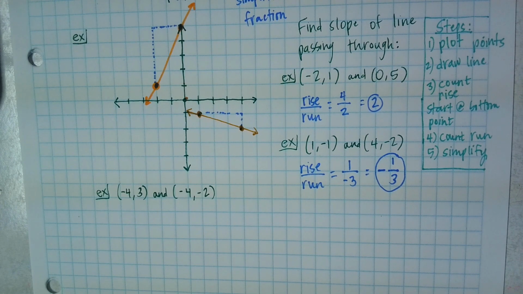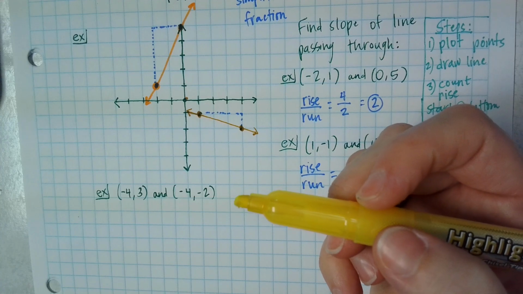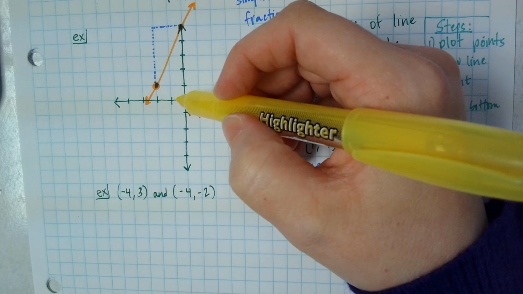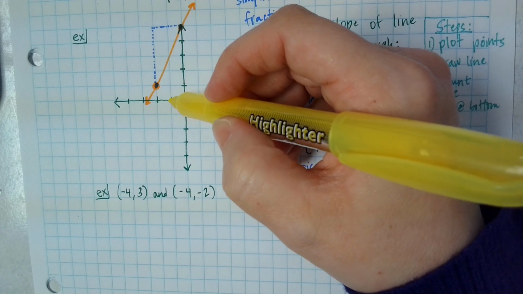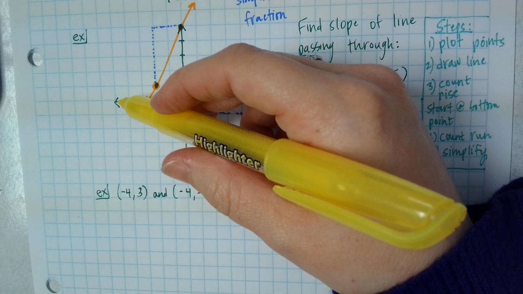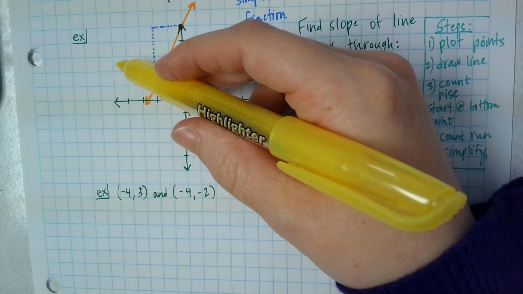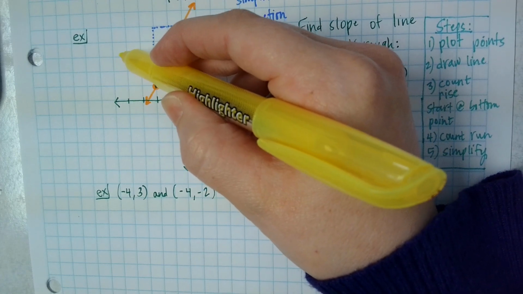Here we go. Do we think this is going to show up? I don't know. We're going to find out. Okay, so let's plot -4, 3. Where do I start? The origin. -4 tells me to go what direction? Left. Left 4: 1, 2, 3, 4. 3 tells me to go where? Up 3: 1, 2, 3. And there's that.